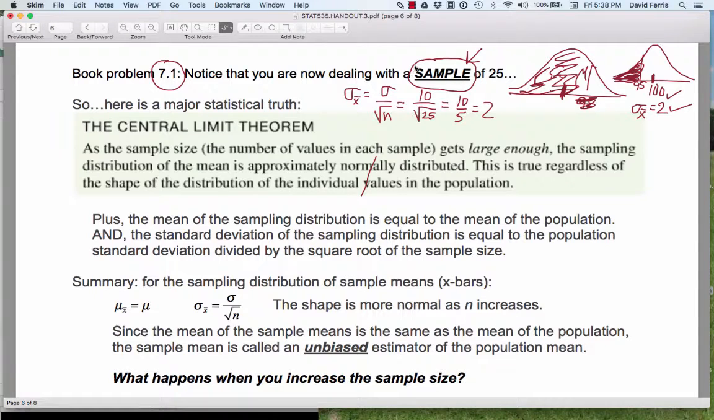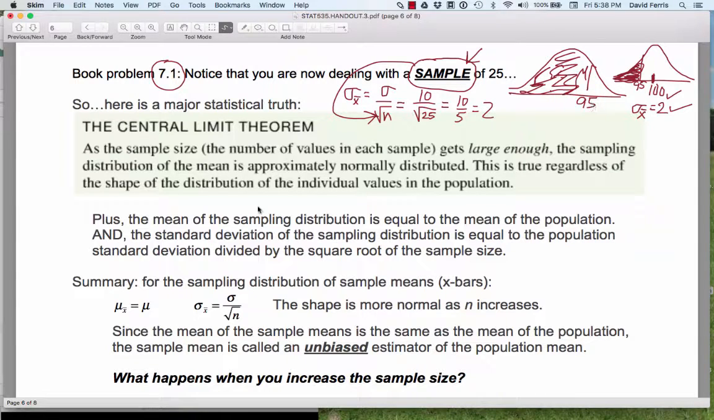So always watch out for problems that are talking about samples. If it's samples, you're likely going to have a different standard deviation by dividing by the square root of n. All right, so now let's see. Oh, here's how I can, I guess I had to delete these piecemeal.